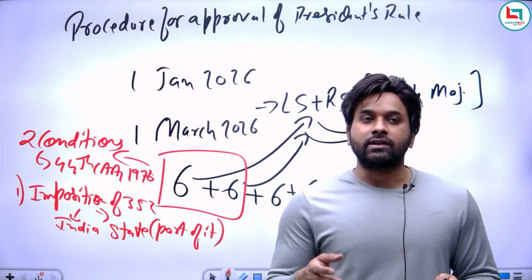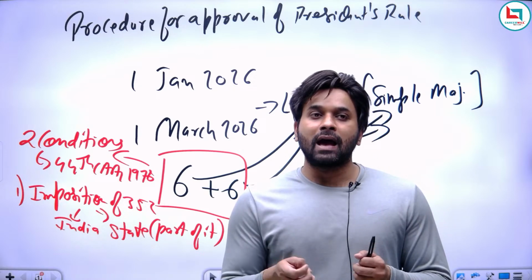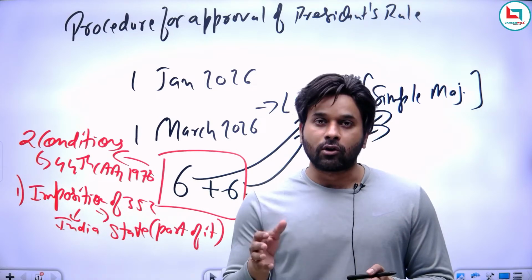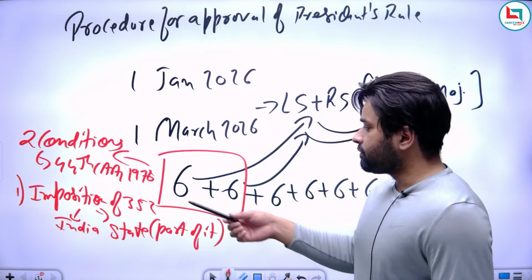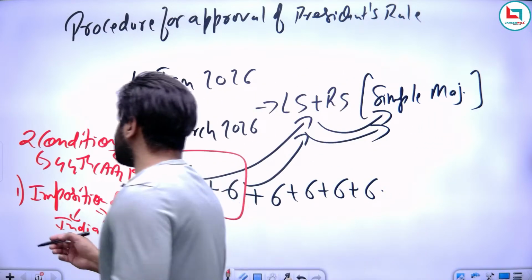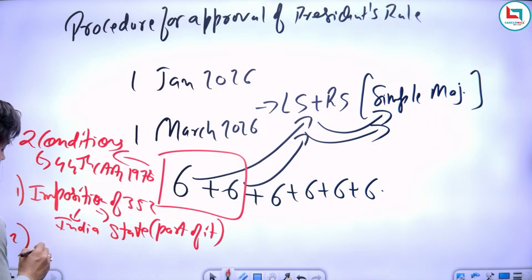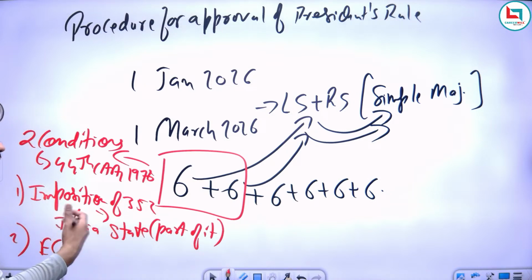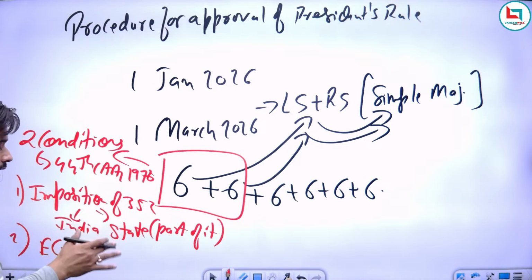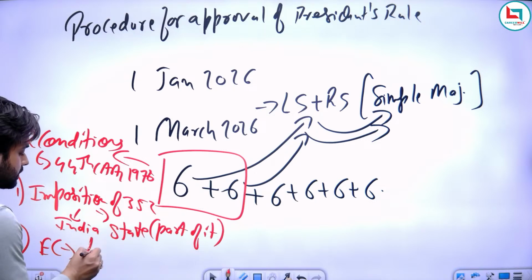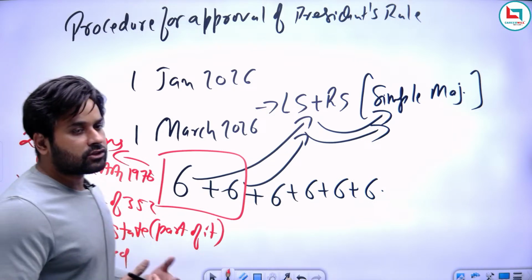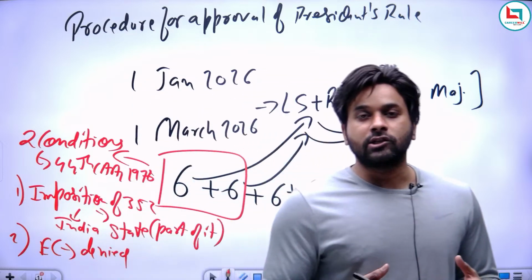So it is not always that national emergency will apply on the entire country. We can impose national emergency on a part of the country. So the first condition is this. Now the second condition is, Election Commission has certified that we cannot conduct election to the state legislature. So Election Commission has said that we cannot conduct election to the legislature of the concerned state.